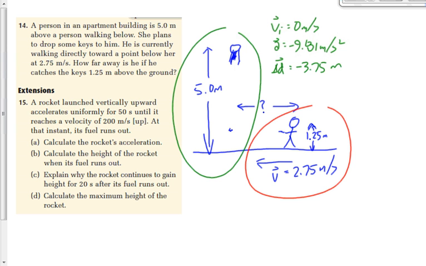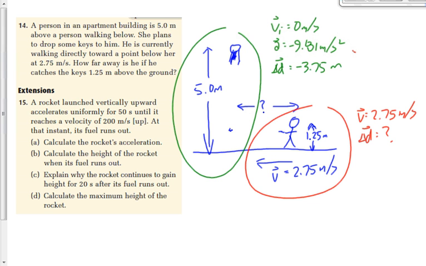A set of givens for our up and down motion, and then another set of givens for our horizontal motion. For that, we have his velocity is 2.75 meters per second. That velocity, horizontal, is independent of this vertical motion. Him walking doesn't affect the keys falling. So we got to consider it as a separate problem. I think that's all we have for the horizontal motion, isn't it? We want to find how far he walks horizontally, right? That's it. That's all we got.